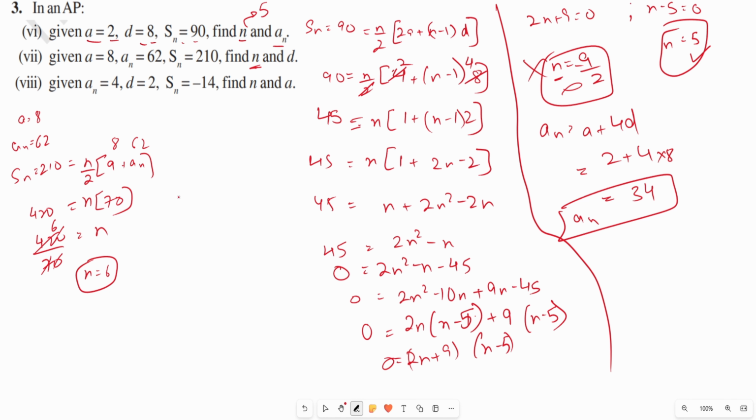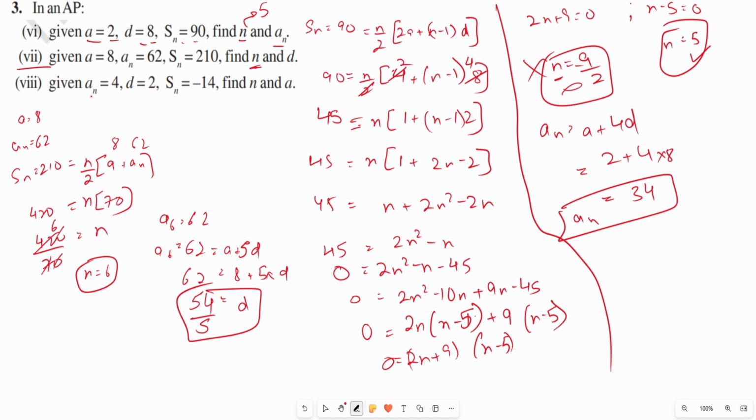We have to find d. So for d, we have a6 = 62, which is equal to a + 5d. a is 8 and 5 into d. Subtracting 8 from both sides and dividing this equation by 5, I will get d = 54 by 5. That's the solution to the 7th part.